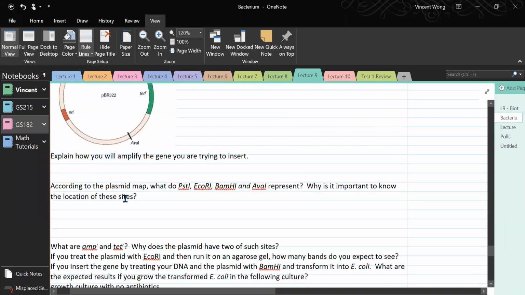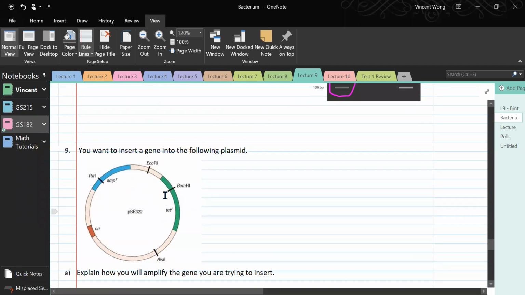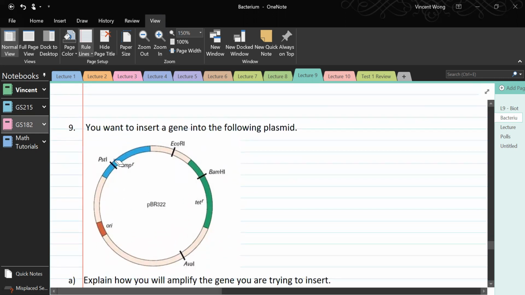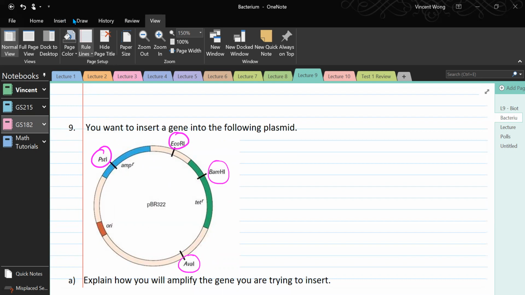All right. This is also a very confusing question. Let's see what's going on here. You want to insert a gene in the following plasmid. So there's the plasmid. Let's take a look at what these are saying. These things on the outside are the restriction enzyme sites for the corresponding enzyme. So PST1 will cut here, EcoR1 will cut here, and so on and so forth.